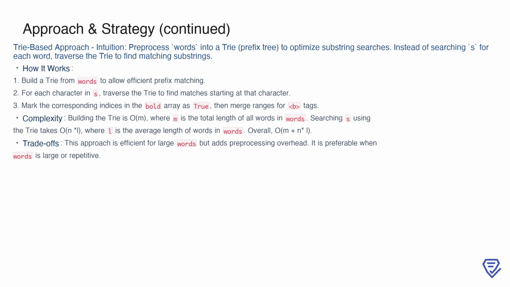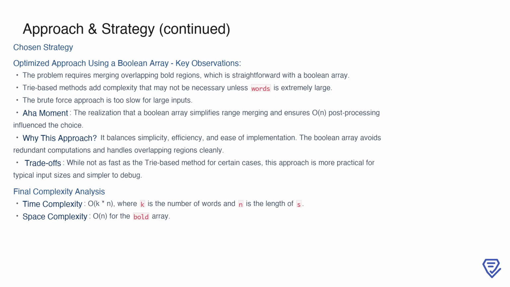The overall complexity of this approach is O(m) plus n*L, where L is the average length of the words in words. While this method is highly efficient for large or repetitive word lists, it does come with pre-processing overhead. It's most suitable for scenarios where the list of words is very large and needs to be reused across different strings. Ultimately, the chosen strategy is the optimized approach using a Boolean array.